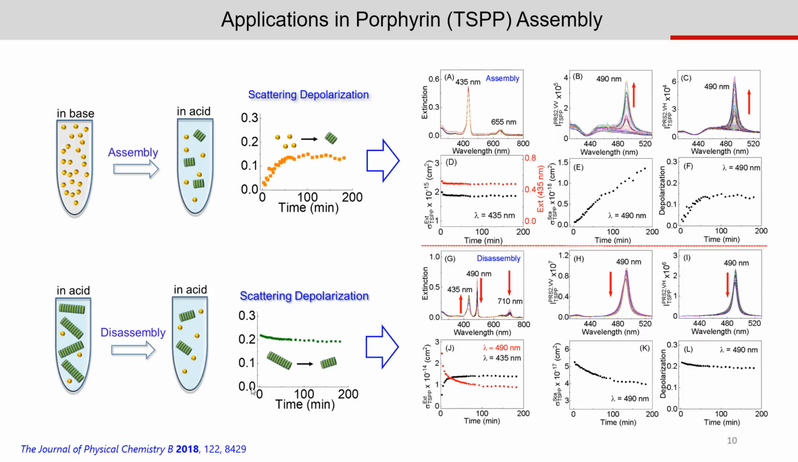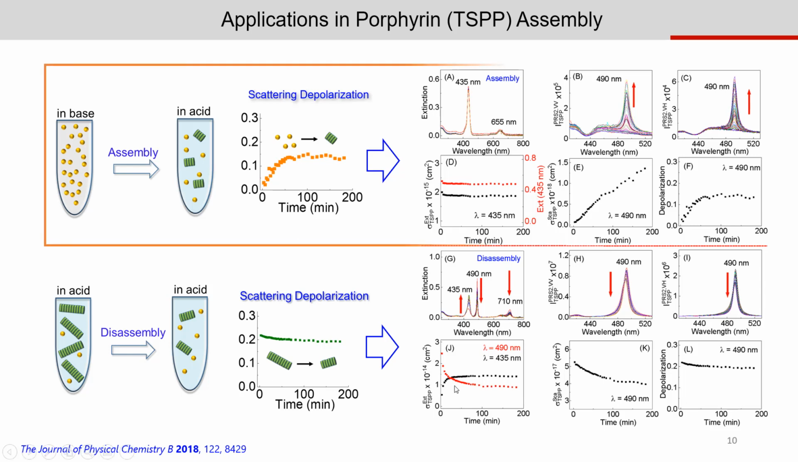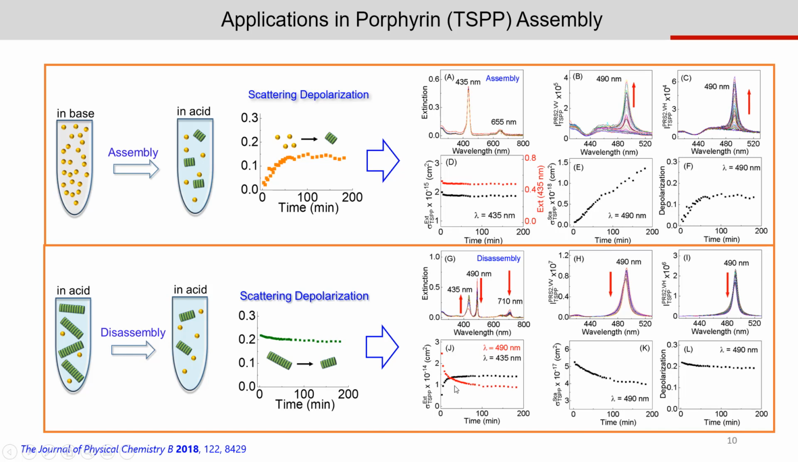Then we switch from studying gold nanoparticle aggregation to molecular aggregation. This work demonstrates PRS-2 is an excellent tool to follow the porphyrin assembly and disassembly processes. You can see that PRS-2 can pick up the scattering change immediately after the onset of aggregation, while nearly no change was observed in the UV spectrum, indicating PRS-2 is around 20 times more sensitive than UV spectrometry.